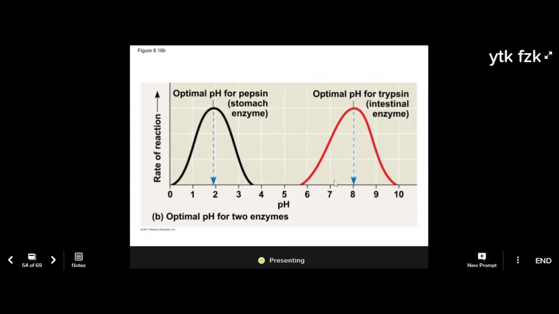In the bloodstream, it's right about here. 7.4 is actually your blood plasma's exact pH, and it literally has to stay on that point. If it goes above or below it, you can be very, very sick.